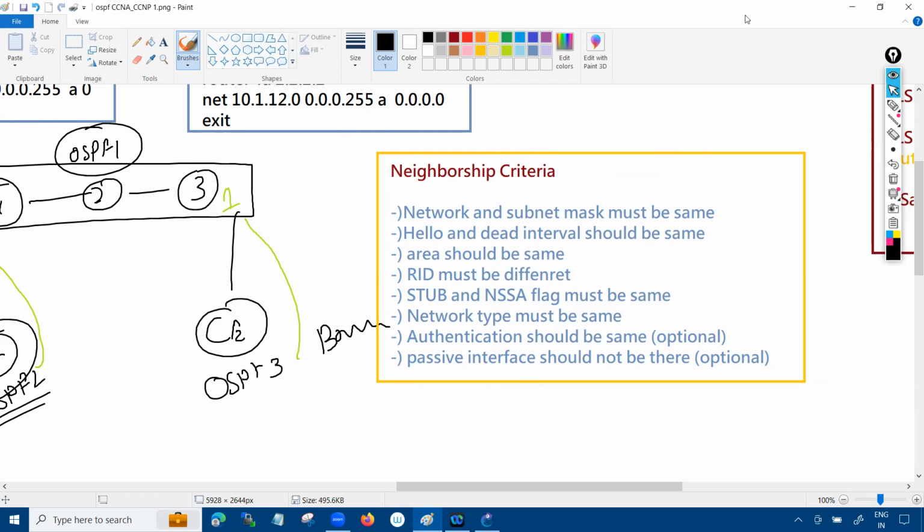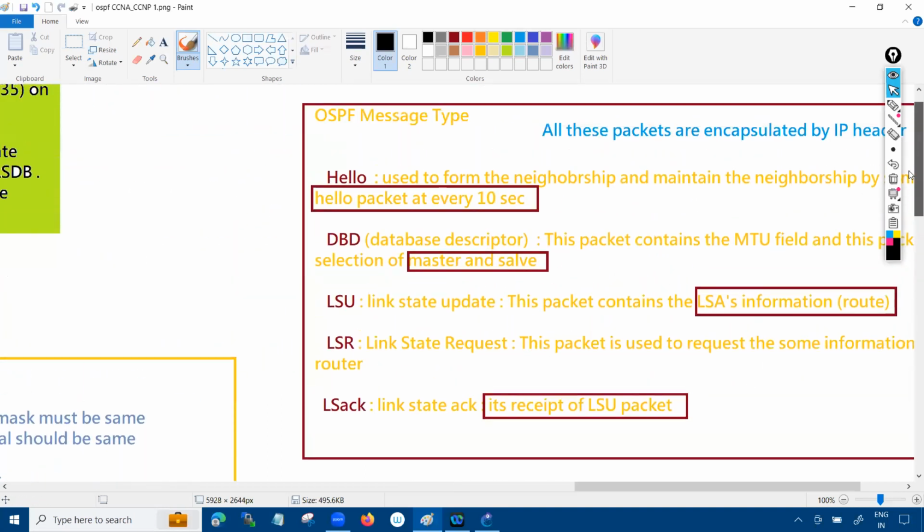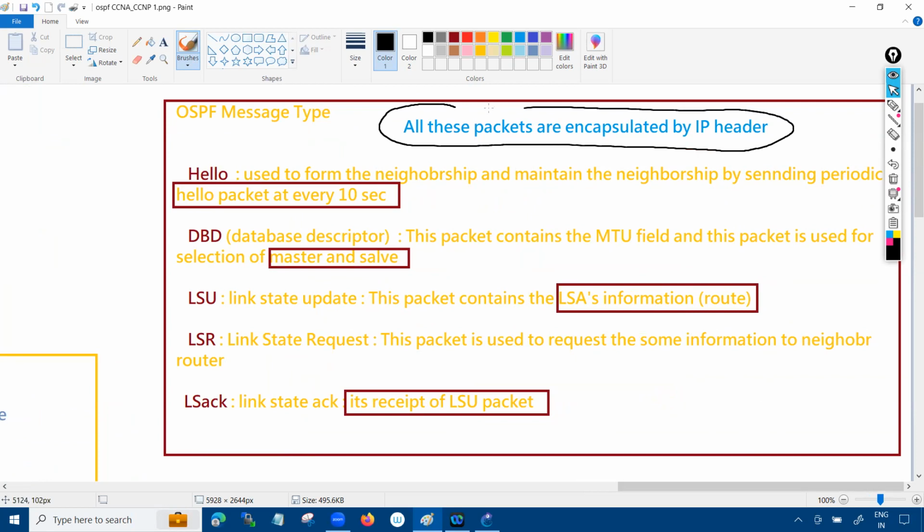So after that, we have seen the neighborship criteria we have, guys, and then after that, we have seen the concept of all the packets in OSPF. So each packet has a different use case, right? Remember one thing, all these packets are encapsulated by the IP header, and every packet has the same OSPF header. Every packet has the same OSPF header.